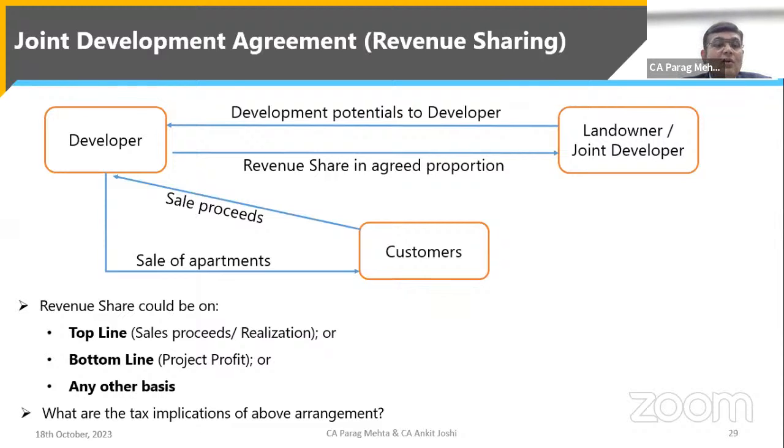In this scenario, all the apartments are sold by the developer to the customers and the sale proceeds are received by the developer. Revenue share, based on commercials, may be on the top line, a percentage of sales proceeds or realization, or bottom line, a percentage of project profit, or any other basis which may be mutually decided by the landowner as well as the developer. Now, what are the tax implications of the above arrangement?